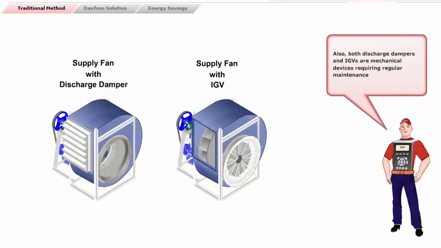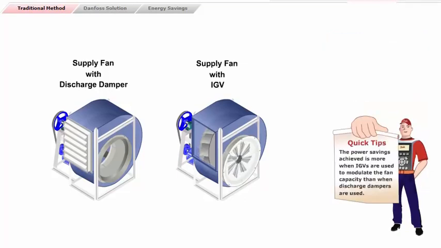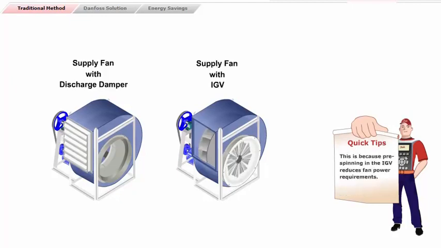Also, both discharge dampers and IGVs are mechanical devices, requiring regular maintenance. The power savings achieved is more when IGVs are used to modulate the fan capacity than when discharge dampers are used. This is because pre-spinning in the IGV reduces fan power requirements.